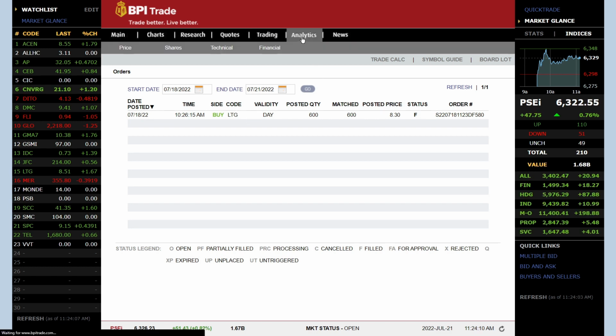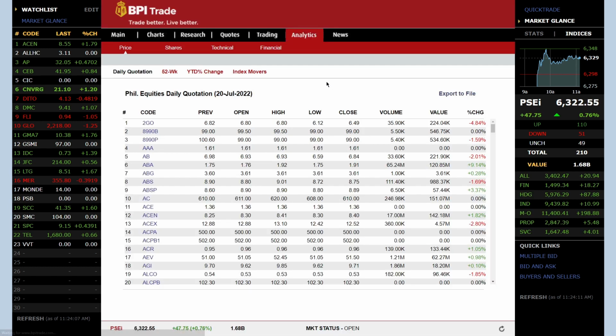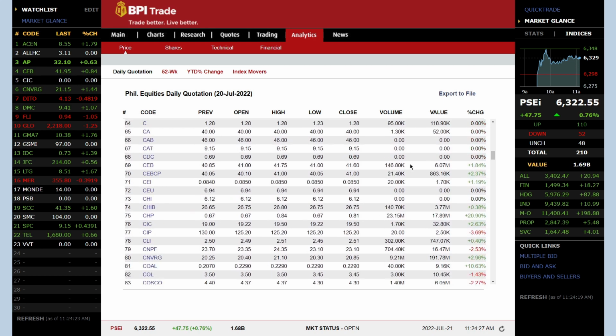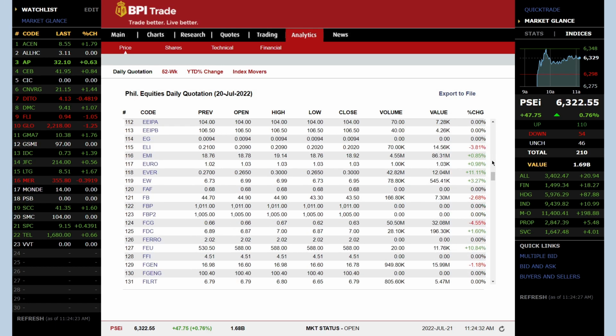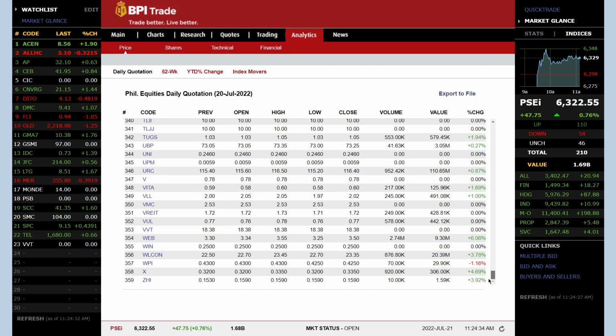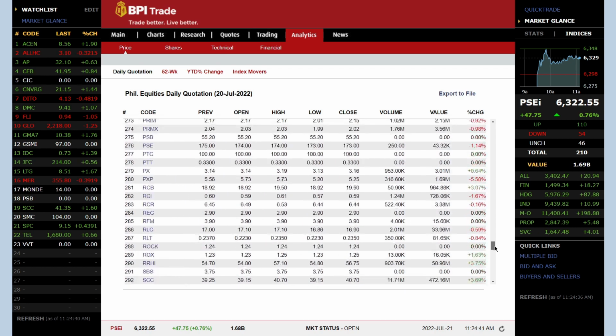And then last, analytics. So dito mga daily quotation lang, makita nyo dito yung previous close, then open today, then yung highest trading value for the day, lowest, and then syempre maging closed later on. Then yung volume, makita nyo rin dito, total value in Philippine peso, and then yung percentage change for the day. So lahat yan ng mga stocks. Maraming stocks dito kasi kasama dito lahat ng mga preferred shares and lahat ng mga REITs.